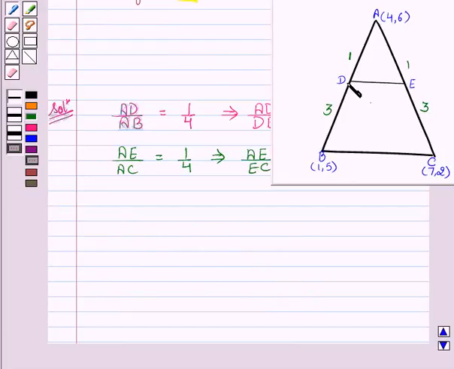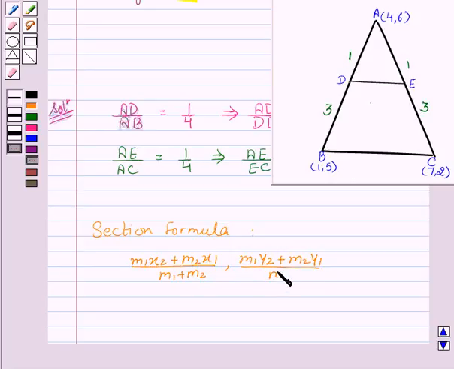Now we find the coordinates of the points D and E. So, to find the coordinates of D and E, we'll apply the section formula. And we know that the section formula is (M1 X2 plus M2 X1) upon (M1 plus M2) and (M1 Y2 plus M2 Y1) upon (M1 plus M2). Now we are going to use this formula to find the coordinates of D and E.